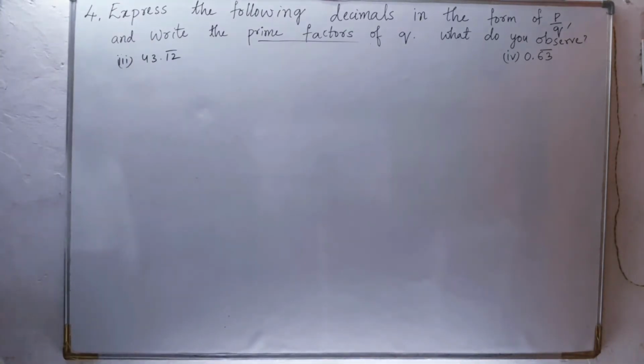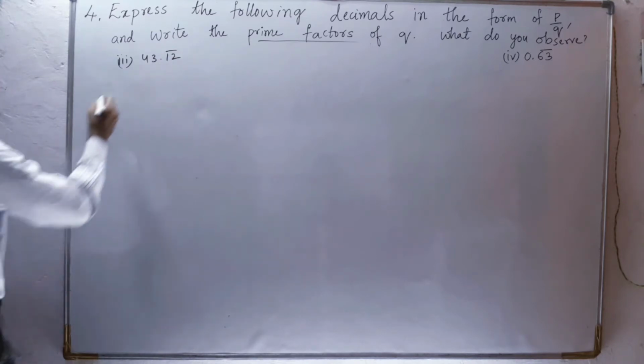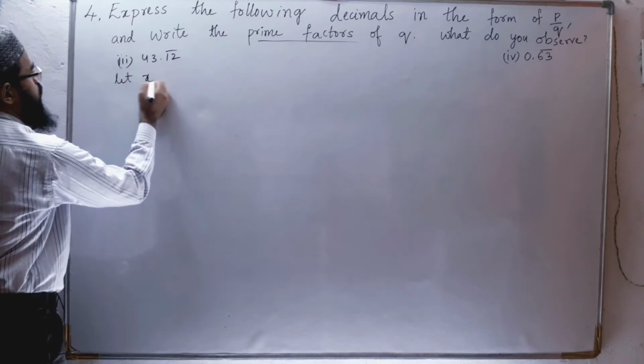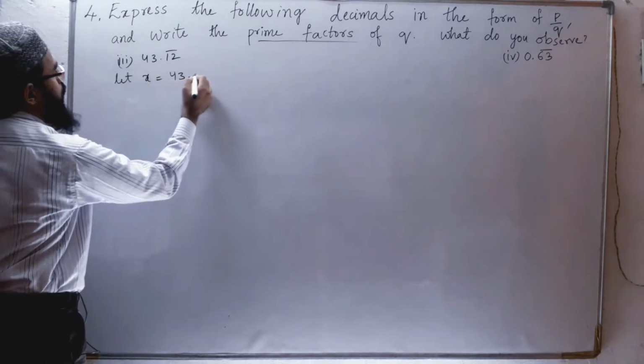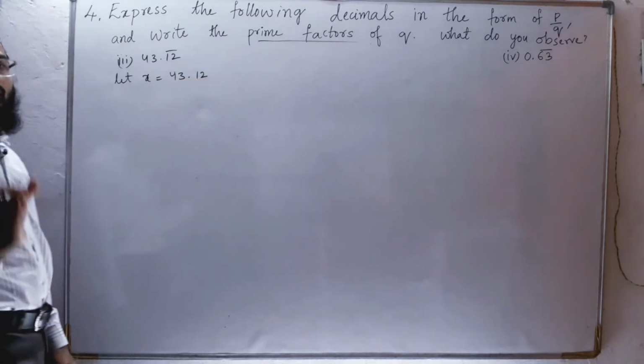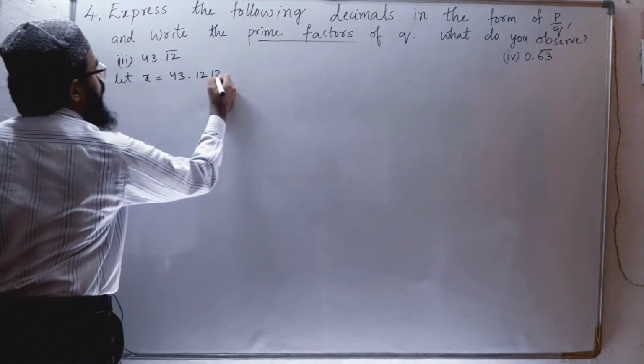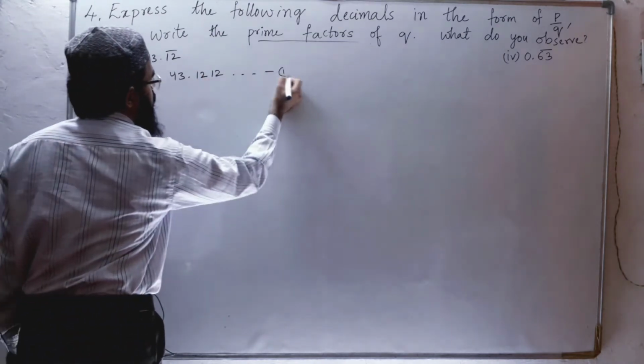Third bit, 43.12 bar. So bar is on two numbers. Let x equal 43 point, and what is repeating? 1 2, so 1 2 1 2 and so on. This is our first equation.